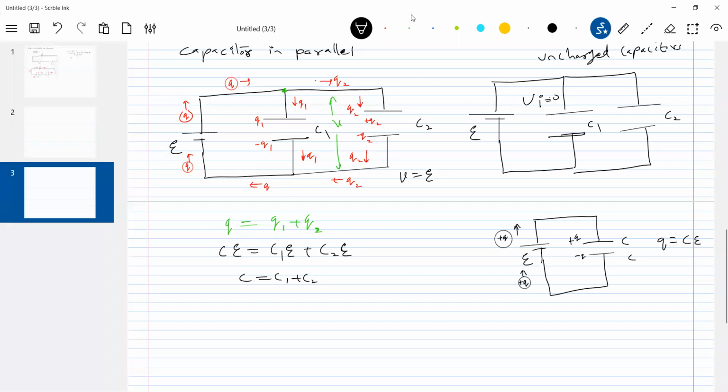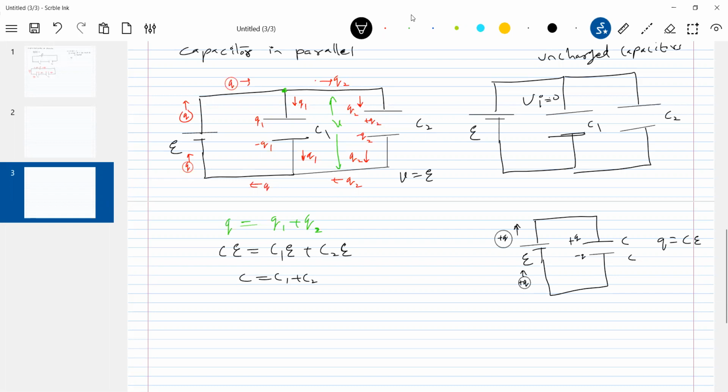Okay, this is about that. So let's go for the charge divider formula. What is the expression for Q1? I want Q1 in terms of Q.